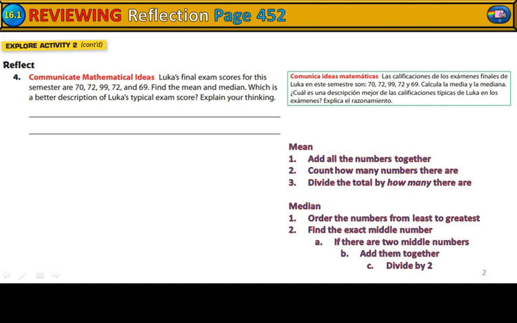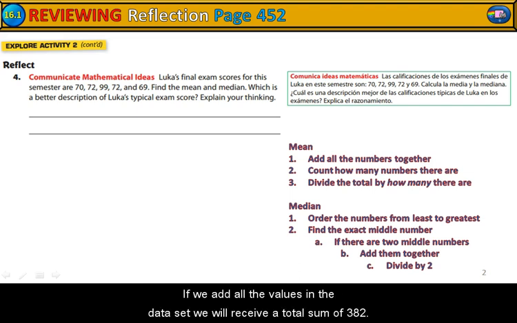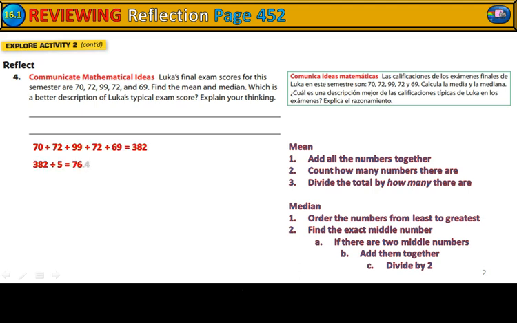Let's have a look. If we add all the values in the data set, we will receive a total sum of 382. Divided by 5 for the 5 values in the data set, we have a mean of 76.4. Let's also now find the median. Let's look at the steps.